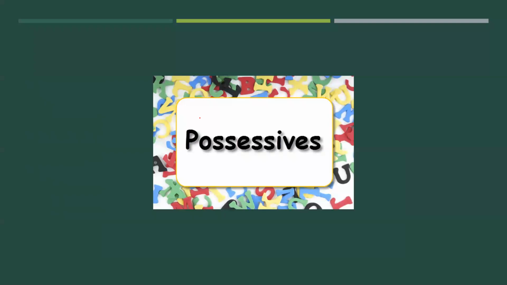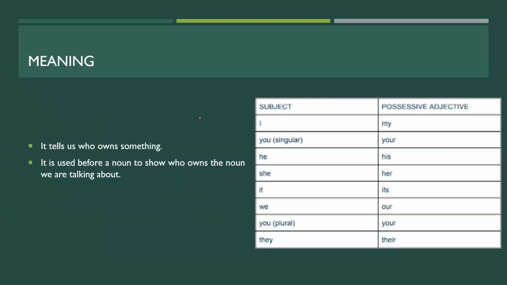Then comes possession. This is my, this is yours. That is possession. It tells us who owns something. It is used before a noun to show who owns the noun we are talking about. Through possessives we come to know whose thing it is.